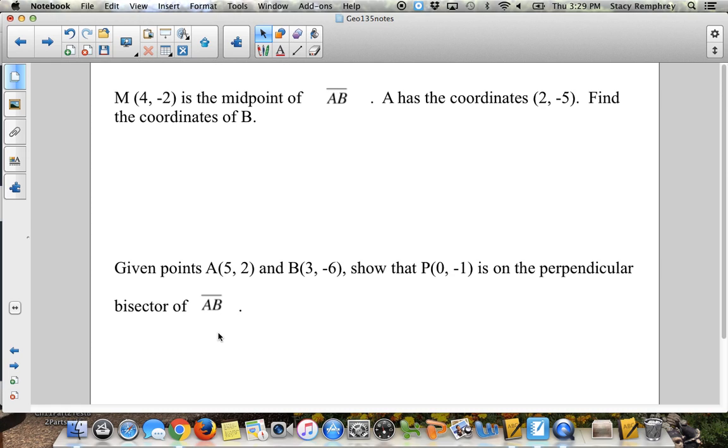And then down here, given points A at 5, 2 and B at 3, -6, show that P, 0, -1 is on the perpendicular bisector of segment AB. So again, I would like you to try those on your own. Push pause now, try them on your own, then come back and check your answers.